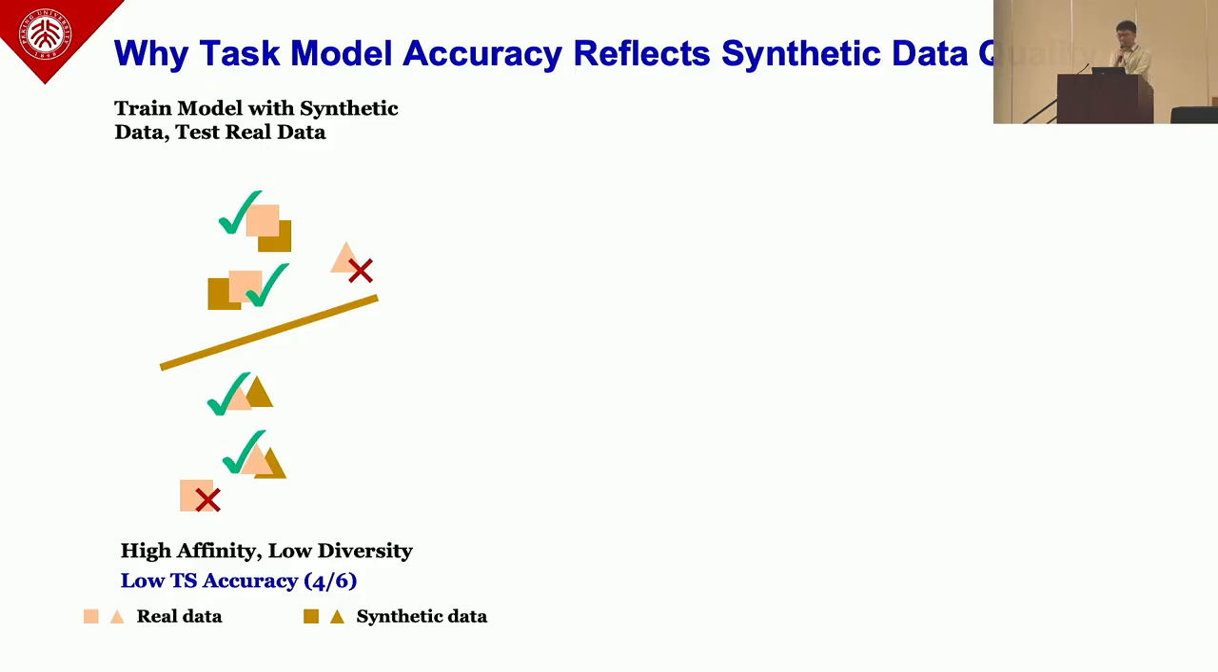This happens because the synthetic data doesn't sufficiently cover the full range of real data variations. As a result, the model trained on it performs poorly on real data, leading to low TS accuracy, which indicates a lack of diversity.